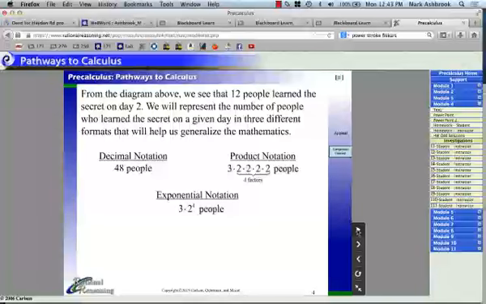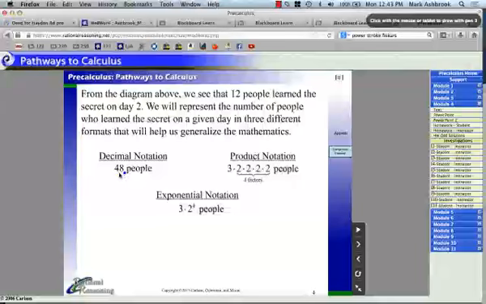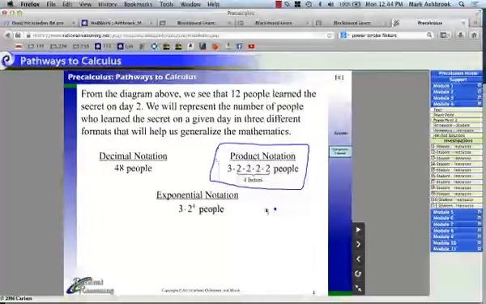So they're introducing 3 different ways to look at this value of how many people know the secret on a given day. Decimal notation, that's just a value, a numerical final answer. Product notation is showing the process of how we started from day 1 up to whatever current day and what happened in order to get this number of people. I think product notation, in terms of conceptualizing the type of growth we're talking about, is the most important for us. This is what's happening behind the scenes. When something's doubling every day, this is what happens.